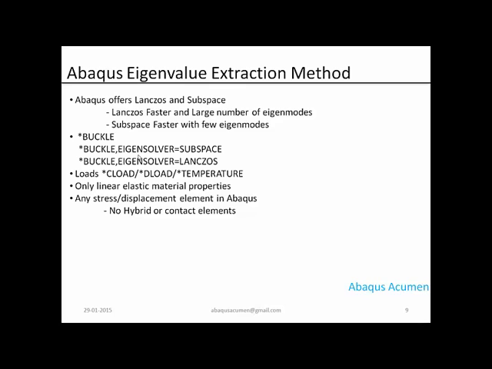Also it has an option called *TEMPERATURE. Now *TEMPERATURE is particularly useful when, say, you have a structure which is subjected to 100 degrees Celsius, and then it cools down to a room temperature of 20 degrees C.